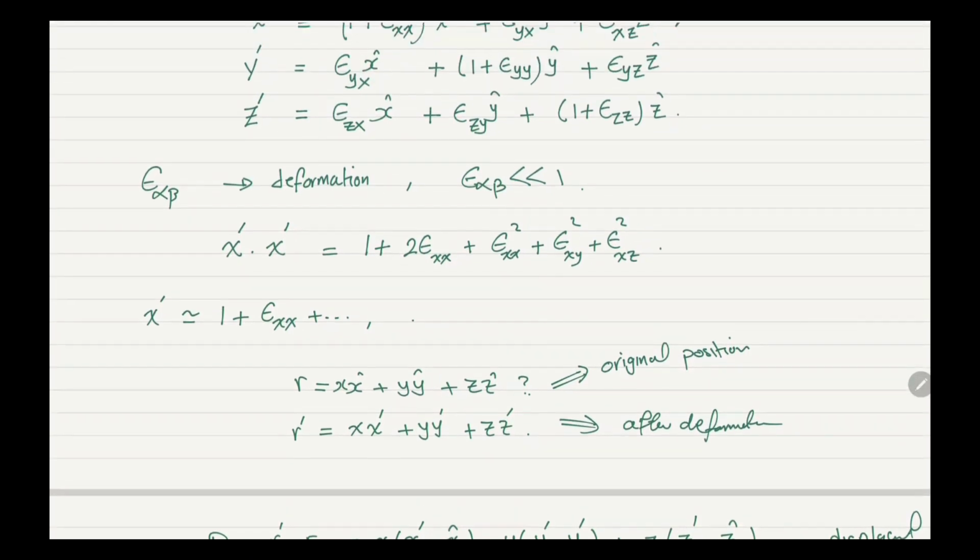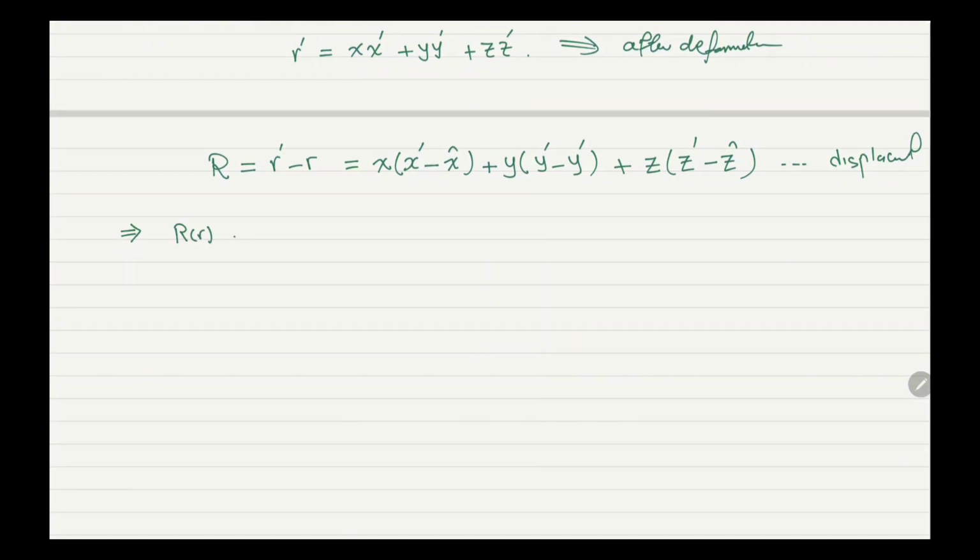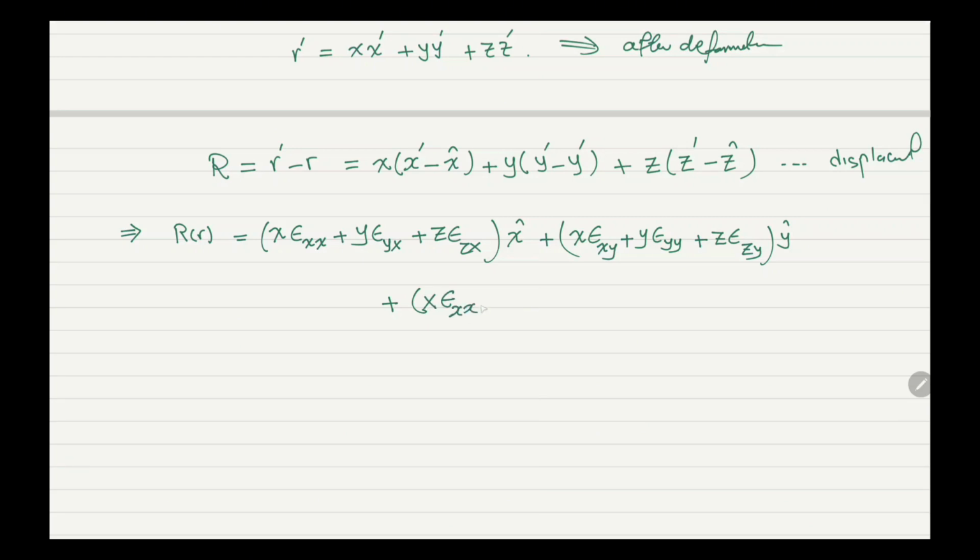And by using these equations here, the displacement will be equal to x epsilon xx plus y epsilon yx plus z epsilon zx, all times x hat, plus x epsilon xy plus y epsilon yy plus z epsilon zy, multiplied by y hat, plus x epsilon xz plus y epsilon yz plus z epsilon zz times z hat.